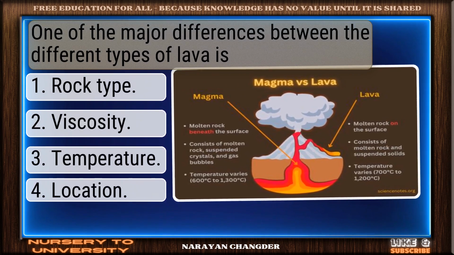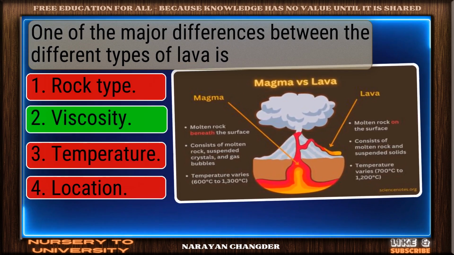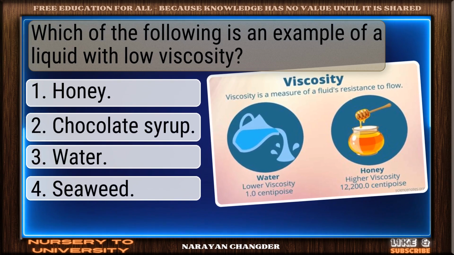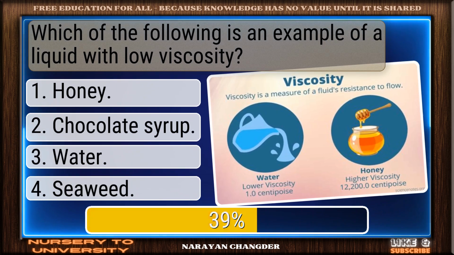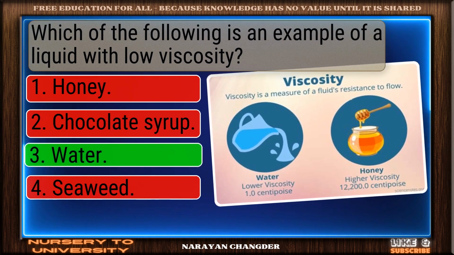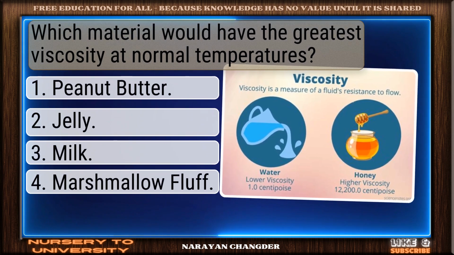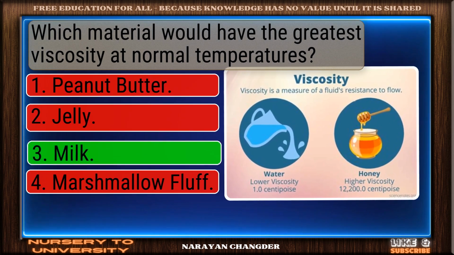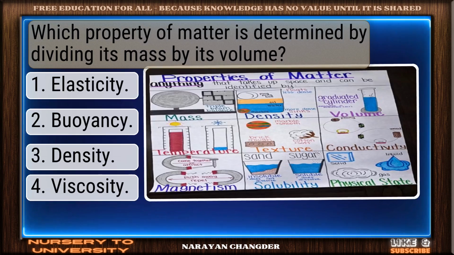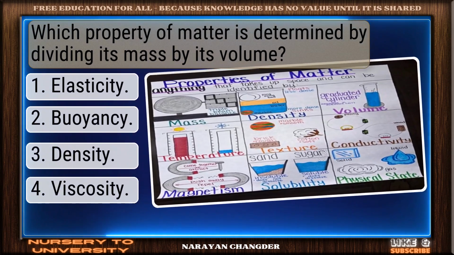One of the major differences between the different types of lava is. Good job. Viscosity. Which of the following is an example of a liquid with low viscosity? You got it. Water. Which material would have the greatest viscosity at normal temperatures? Right choice. Milk. Which property of matter is determined by dividing its mass by its volume?